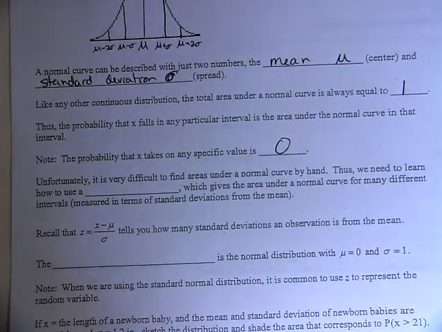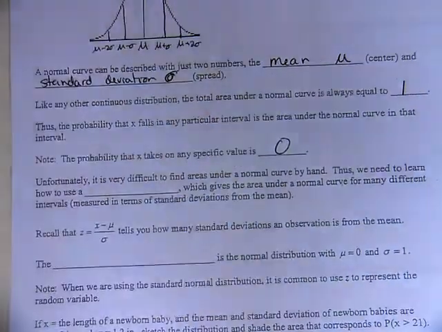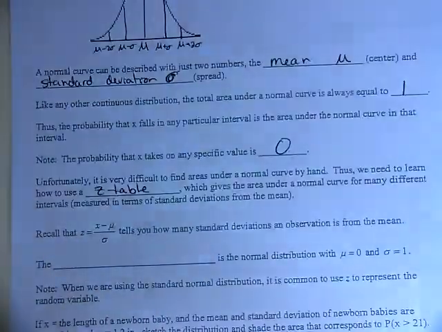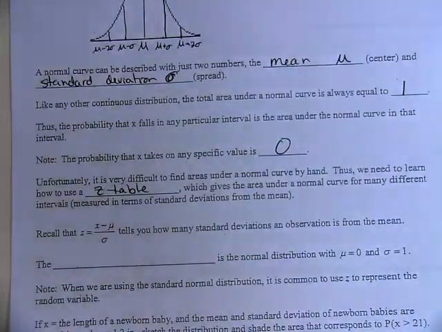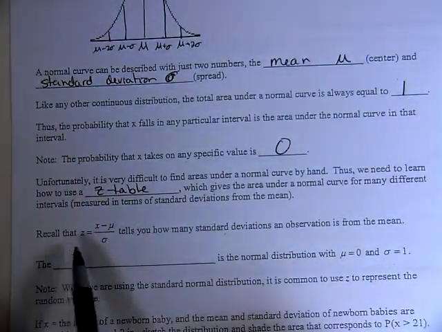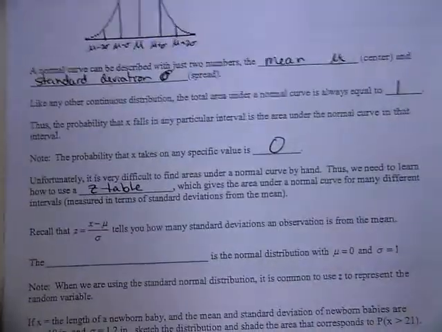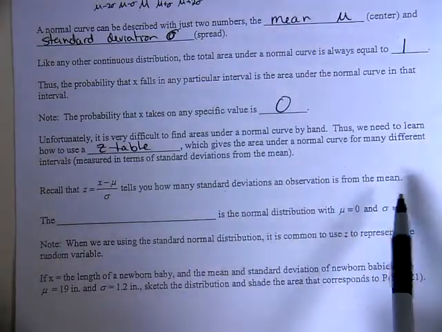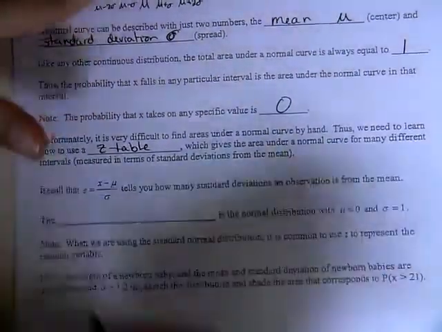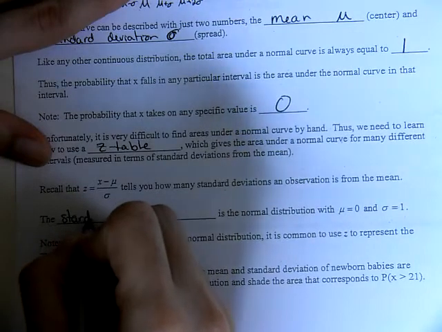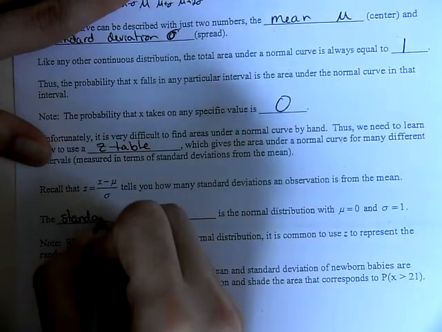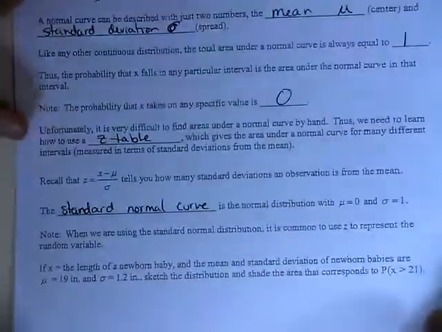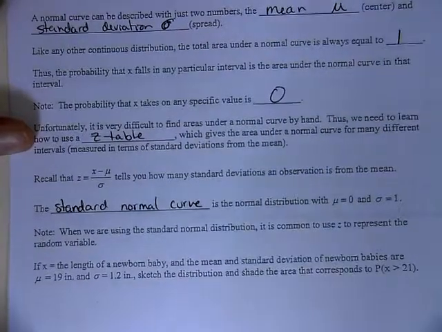Unfortunately, it's very difficult to find areas under the normal curve by hand. So we're going to need to learn how to use a z-table, which is why you need your formula sheet, which gives the area under the curve for many different intervals. Recall our z-scores that we learned from chapter 4, I think. A z-score tells you how many standard deviations an observation is from the mean. The standard normal curve is the normal distribution with a mean of 0 and a sigma of 1.